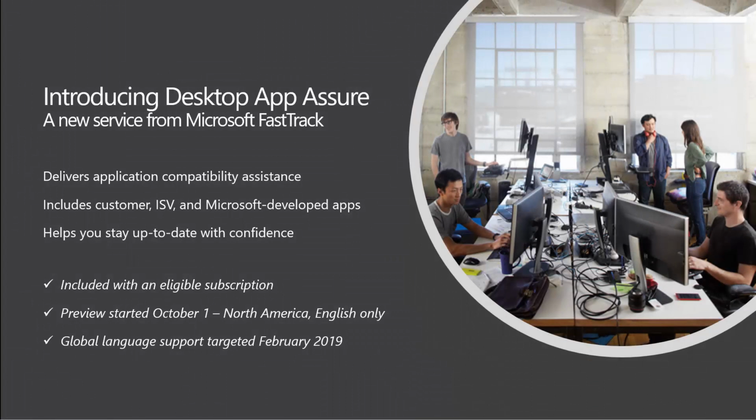All right, so as mentioned earlier, Desktop Aperture, it's a brand new service from Fast Track at Microsoft that really gives you the ability to work with our engineers. If you find some apps that are in that 1% of things that do not work, whether they're line of business apps or ISV developed apps or Microsoft developed apps, we can work with you to get those fixed, whether it's an app fix, a Windows fix, a shim, whatever's required to get that running, we will work with you. This is something that we're rolling out globally as of February of 2019.